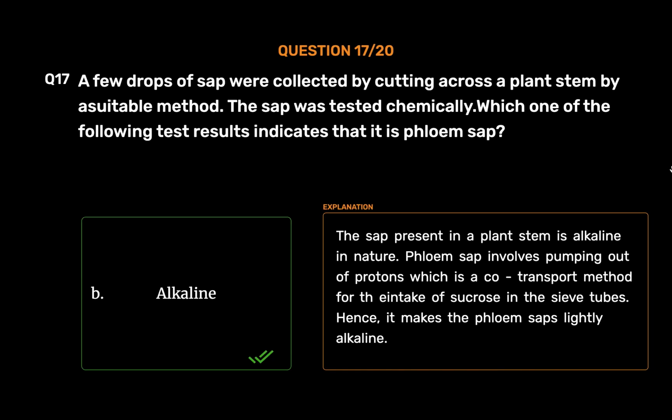Alkaline. The sap present in a plant stem is alkaline in nature. Phloem sap involves pumping out of protons, which is a transport method for the uptake of sucrose in the sieve tubes. Hence, it makes the phloem sap slightly alkaline.